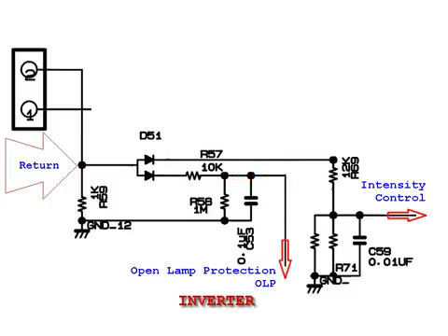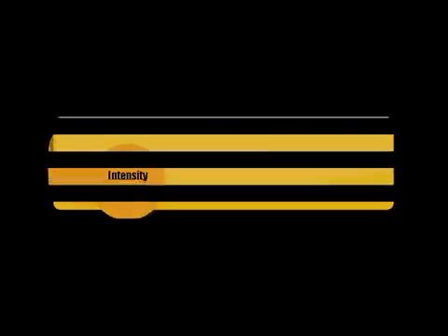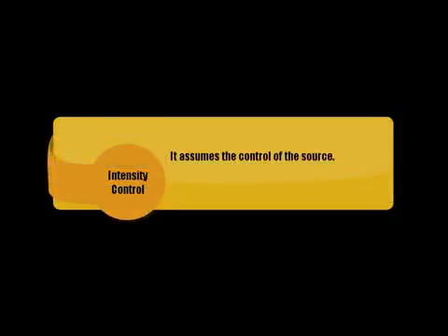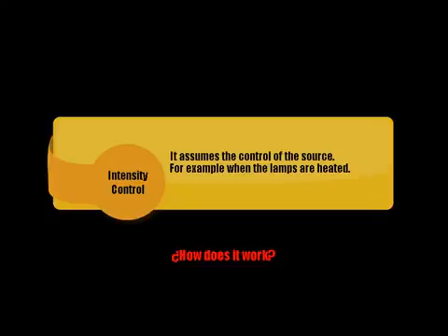This is possible through two different circuits, one for intensity controls and the other to detect if any lamp becomes open or disconnected. The current control circuit assumes the administration of the source that we said has around 9 volts, but can get down when it becomes necessary. For example, when the lamps are heated because, as we know, they conduct more and could burst. Let's see how it is made.